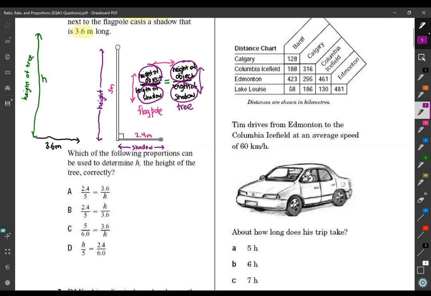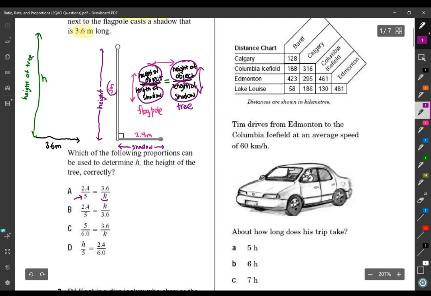If we look at our first ratio, we have h on the bottom. Remember, h represents the height of the tree. So if we have the height of the tree on the bottom, then that must be on the other side on the bottom. This must be the height of the flagpole. And we ask ourselves, is that true? And yes, it is: 5 meters for the height of the flagpole. And on the top of the ratio, because on the left side we're talking about the flagpole, that means that this top position needs to be the length of the shadow of the flagpole. And it is, 2.4.